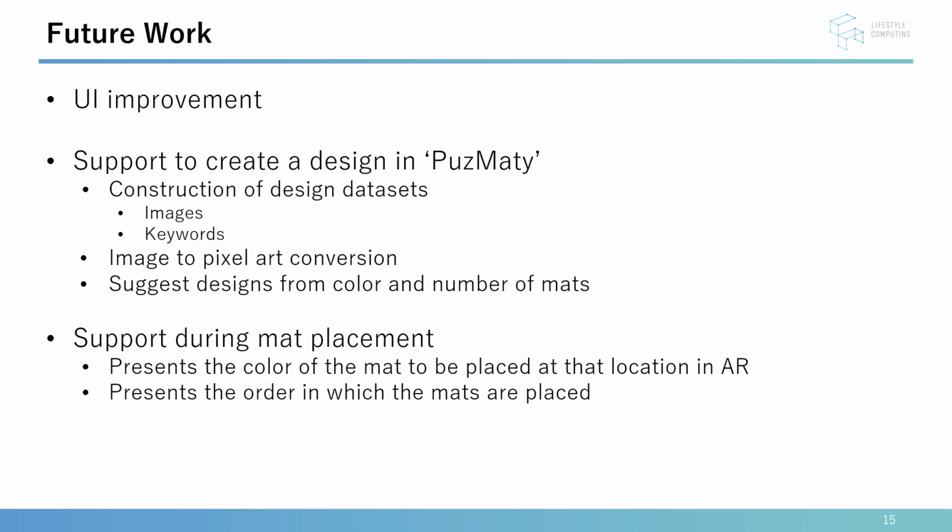Furthermore, currently users place the matte by checking the printout of the created design. To improve the efficiency of the matte placement process, we aim to add a feature that displays the colors of matte to be placed at specific locations through AR, as well as a function to show the sequence in which matte should be placed.